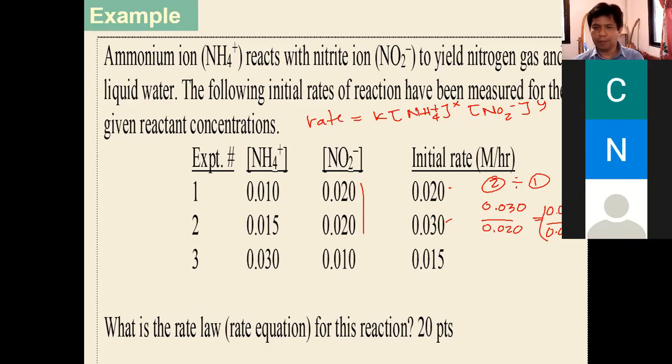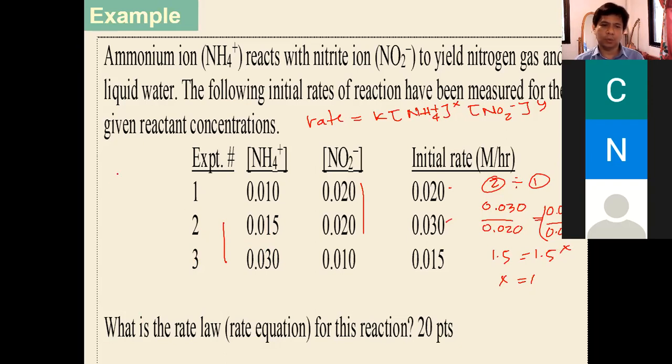So this is 1.5, this is 1.5, di ba? Yun lang naman. So anong value ng X? So obviously X is equals to 1. You have any question regarding the value of X? So what I'm trying to say is, you can use these two, experiment 2 and 3, to find the value of Y. So it's not necessarily dapat equal pa rin yung ammonium. Kasi may value na naman tayo ng X.